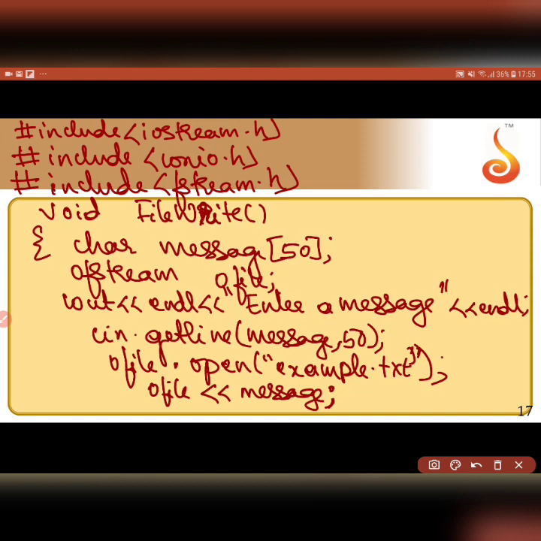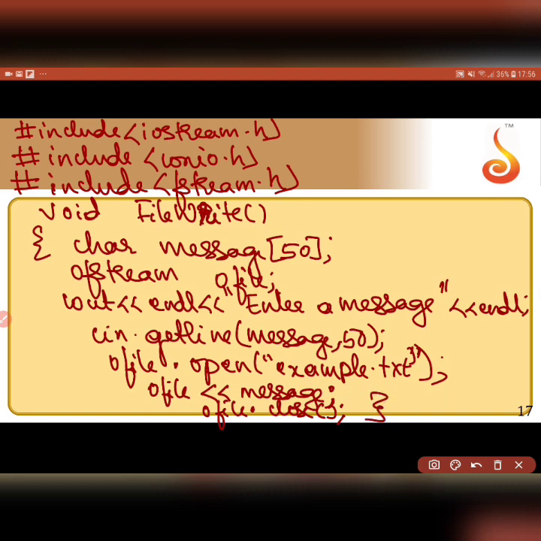So ofile.open, that is object.open, and then that one is opened. After that, I write file and then the message. So whatever is the message entered by the user would be written to the file. So once I write it to the file, I need to close the file, right? So file dot close. This completes my function file write.